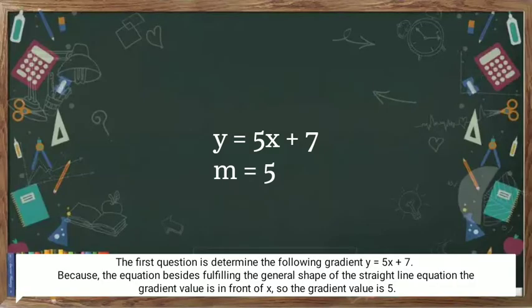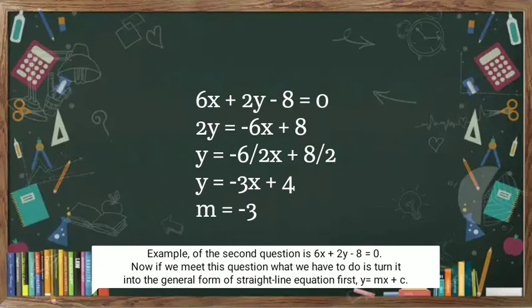The first question is: determine the gradient of y equals 5x plus 7. Because the equation fulfills the general form of the straight line equation, the gradient value is the number in front of x, so the gradient is 5. The second question is 6x plus 2y minus 8 equals 0. If we meet this question, what we have to do is turn it into the general form of the straight line equation first, y equals mx plus c.